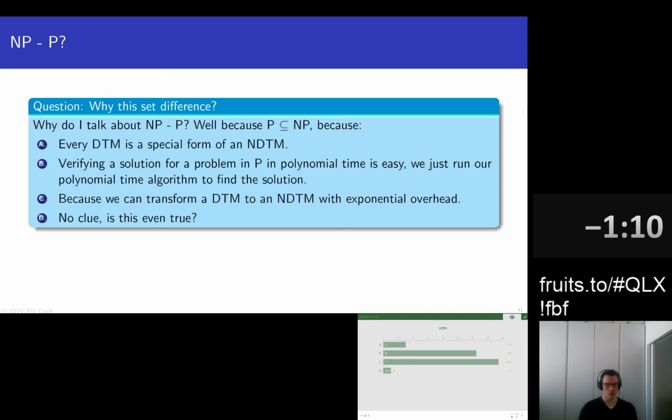So why do I talk then on my previous slide suddenly about NP minus P? Well, I do this because P is a subset of NP. Everything we can decide in polynomial time is a subset of everything we can decide in non-deterministic polynomial time. Why is that? I'm giving you some options to choose from here.